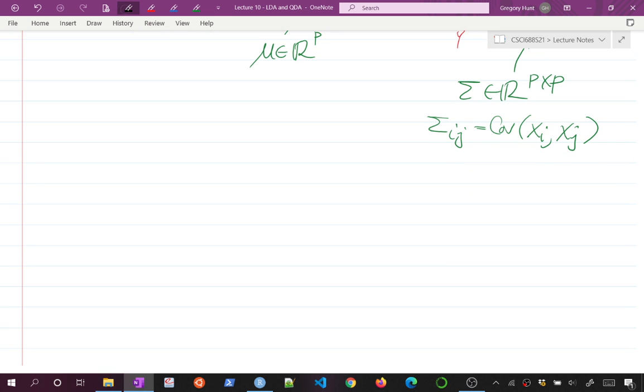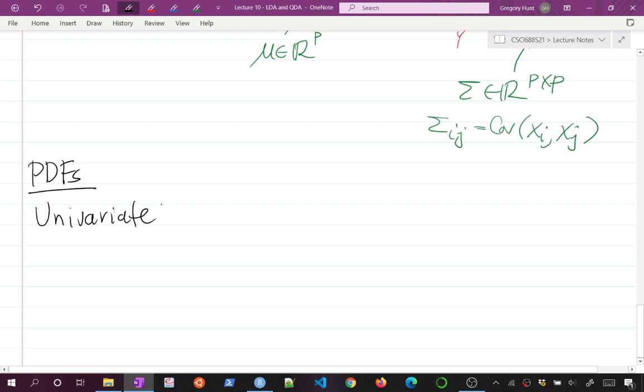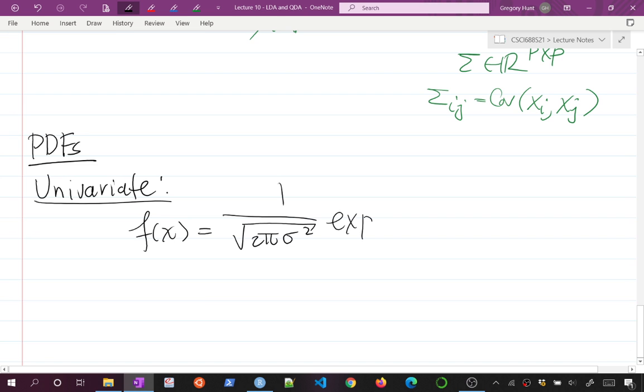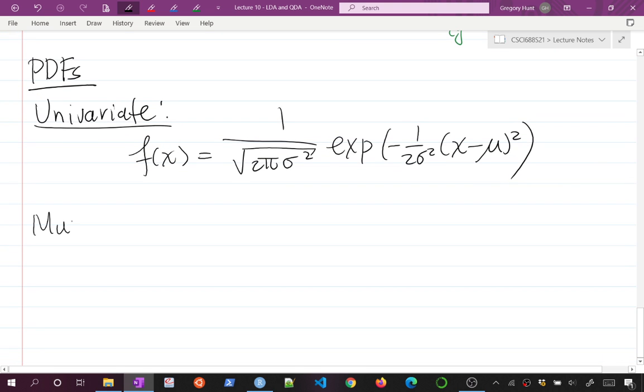And if we look at the PDFs for these, in the univariate case, our PDF f(x) has our favorite form, 1 over the square root of 2 pi sigma squared, e to the negative 1 over 2 sigma squared times (x minus nu) quantity squared. And in the multivariate case, we now have an x that is p-dimensional. And it's kind of similar.